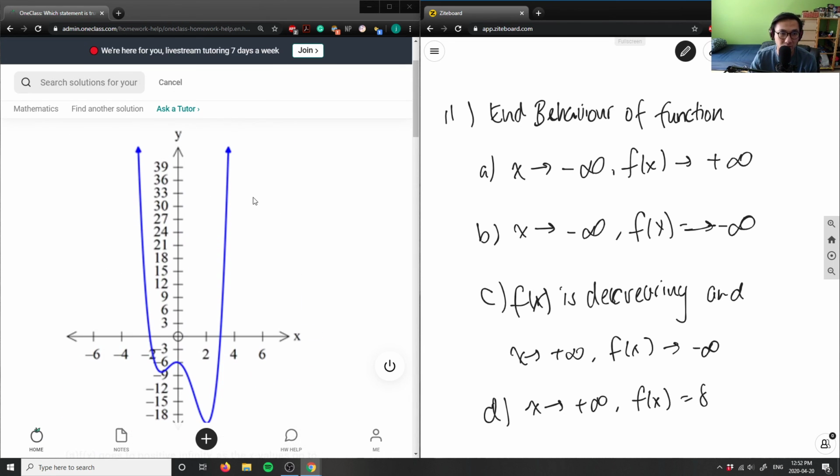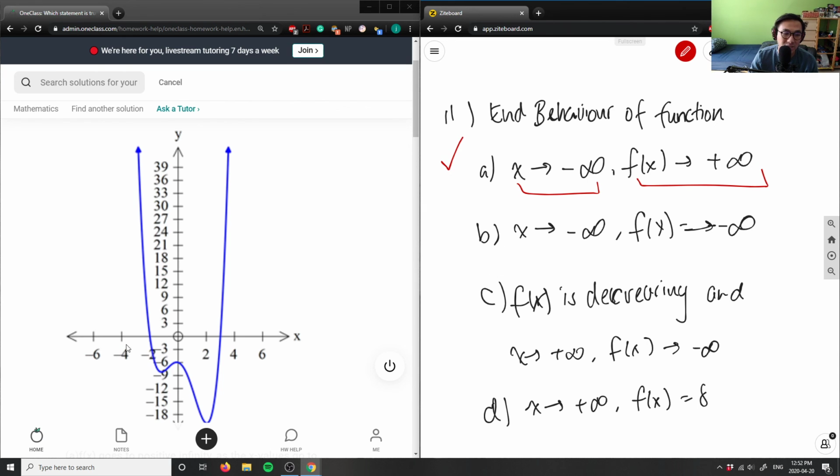And if you look at my function here, let's look at the first case. As x approaches negative infinity, f of x approaches positive infinity. This here is correct, right? As I'm going towards negative infinity this way, my function is approaching positive infinity. So this here is correct.